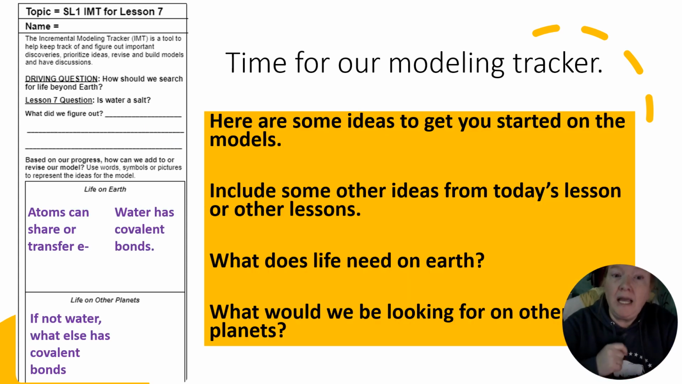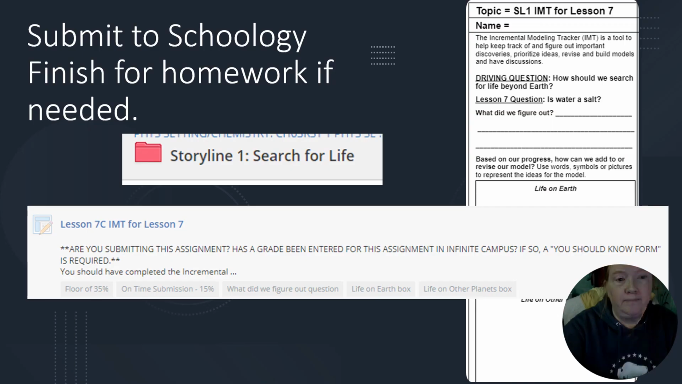All right, now here are some ideas to get you started on your models. So include some other ideas from today's lesson or other lessons. Think about what does life need on Earth and what would we be looking for on other planets. Okay, so again, here are some ideas to get you started. That is not all you should have in your modeling tracker. All right, and then in order to complete this, you're going to submit the modeling tracker to Schoology. So find this assignment, that's the one you're looking for, and submit it, okay? And this is the end of lesson 7.